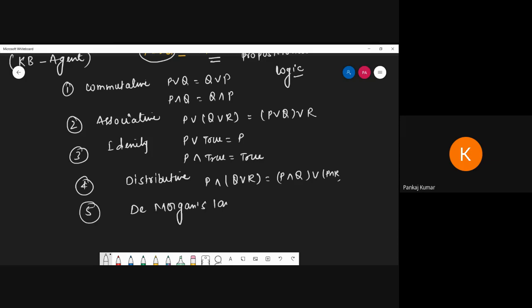De Morgan's law. So we know the negation of P union Q, whole negation, is the intersection of negation P and negation Q. And suppose I apply the negation of P intersection Q, it is equal to the negation of P union negation of Q. So both of these will happen. These are the things we can apply, so De Morgan's law. And the last one, you can say, is the double negation.